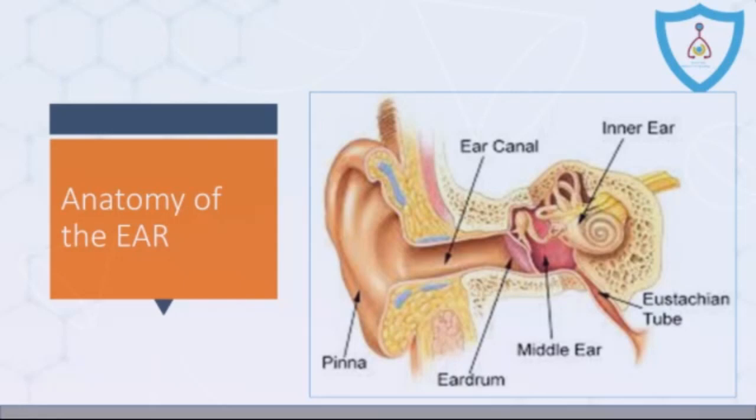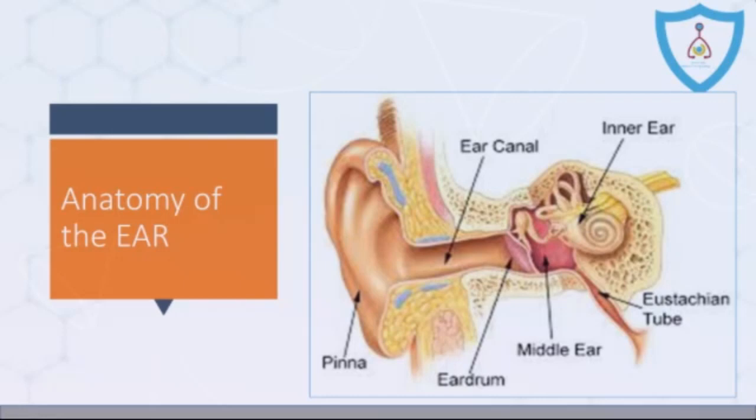Now in the inner ear, we've got the cochlea. The cochlea is a snail-shaped organ that has the perilymph and endolymph. So we've got lymph inside the inner ear. When the stapes hits the oval window in the inner ear, it sends vibrations into the fluid.